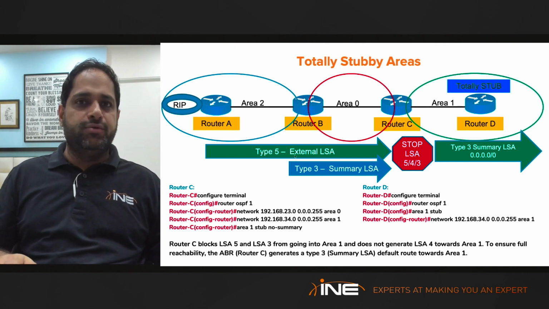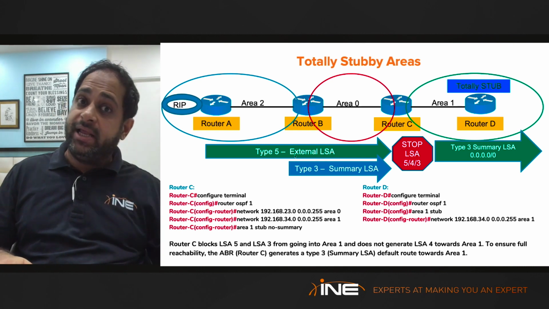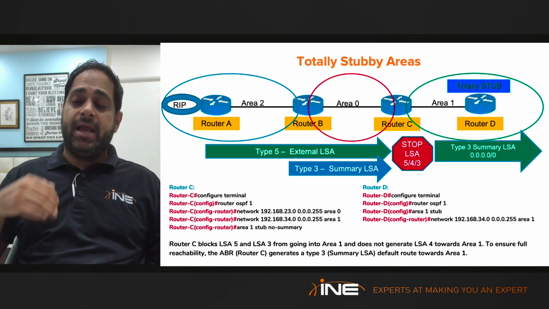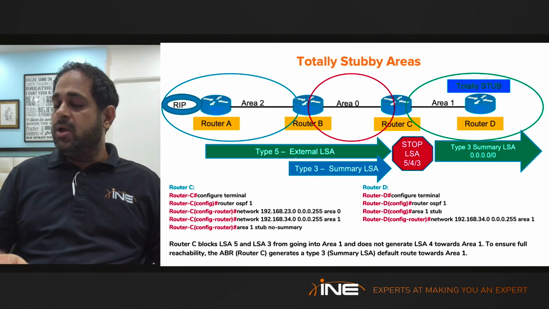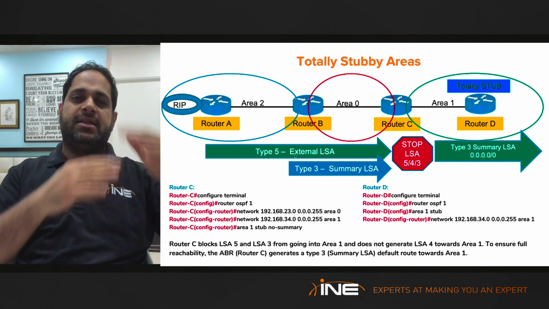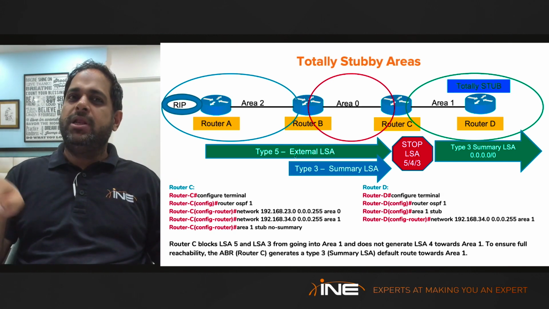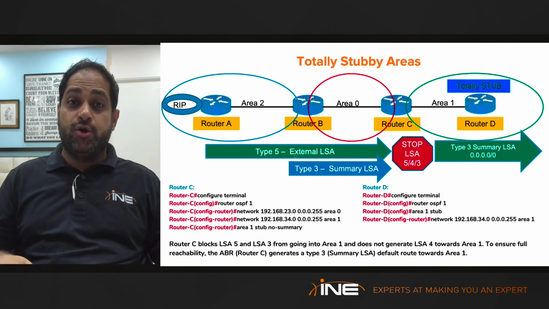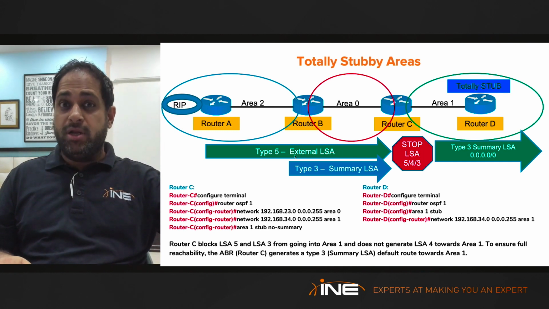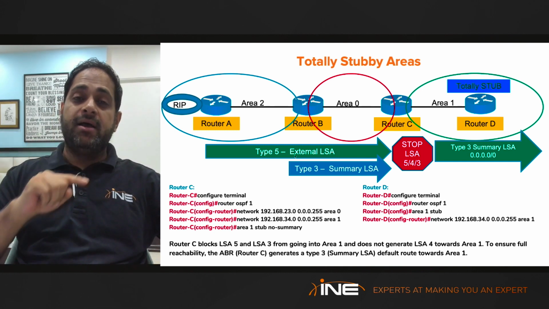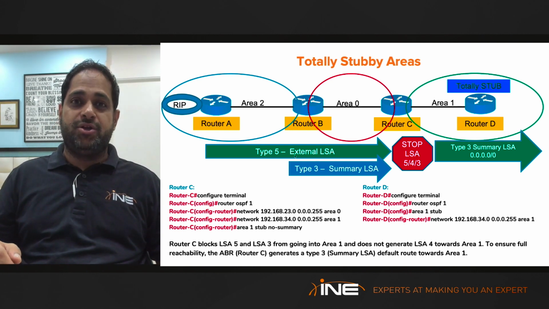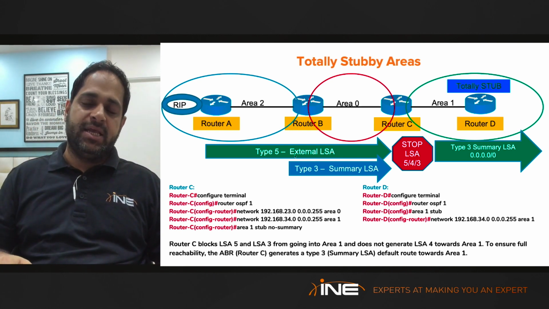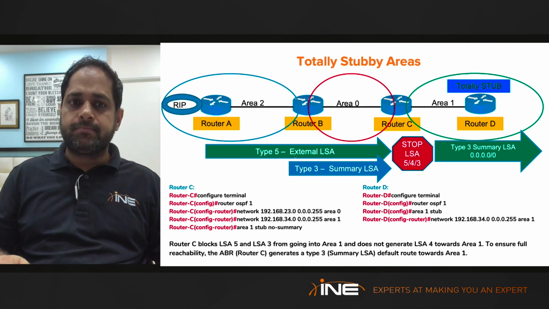So he has to use the default route to go to inter-area or even to get to the external network. That is totally stub, where your routing table drastically reduces, which means the only LSAs that you would have in your database would be LSA 1, intra-area prefixes, LSA 2, DR information, and one type 3 LSA, which is the default route. This is totally stub.